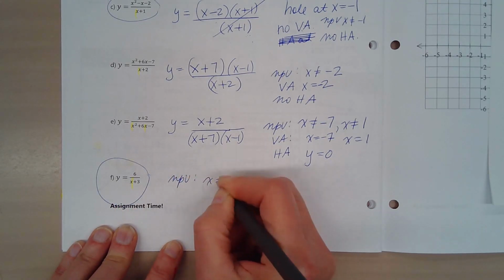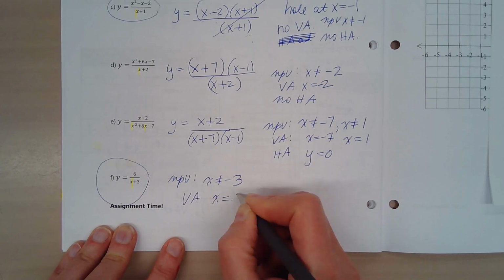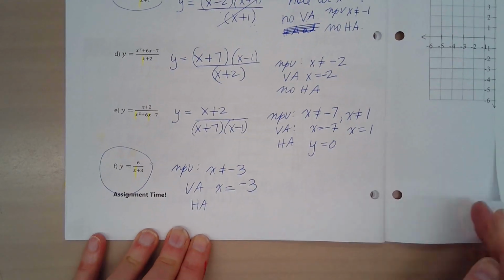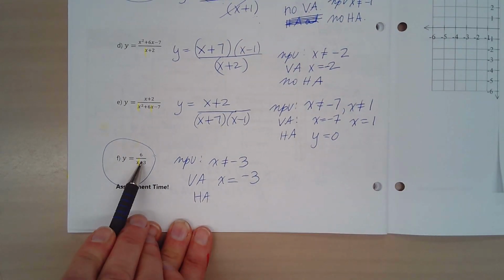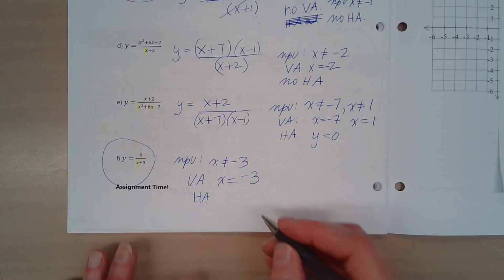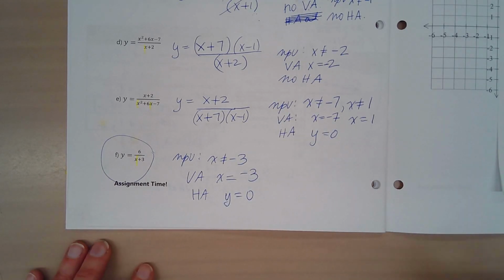Yeah, x can't equal negative 3. So this time it's a vertical asymptote. How about horizontal asymptote? Well, there's more x's on the bottom. There's x on the bottom, nothing on top. That results in y equals 0. So the horizontal asymptote would be y equals 0. Okay.